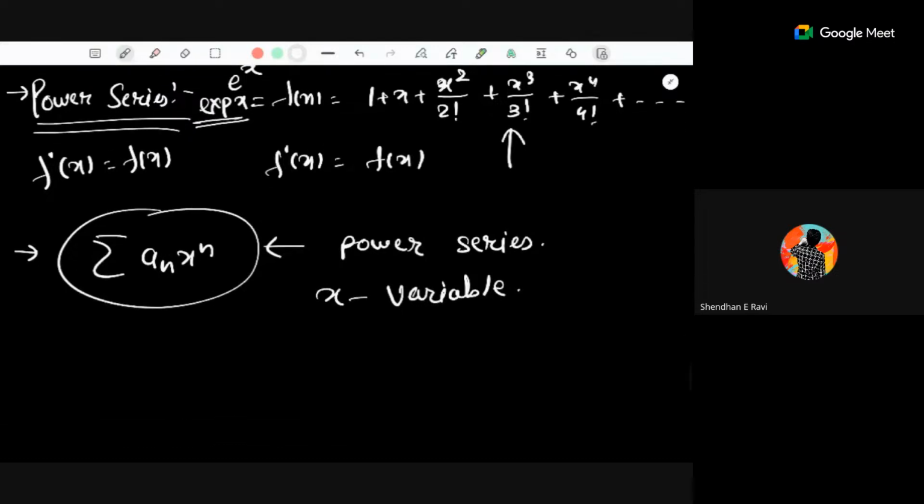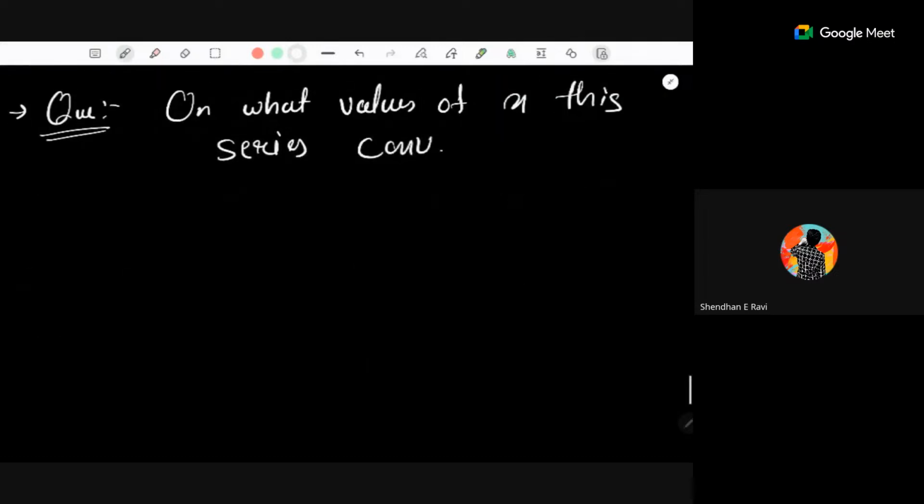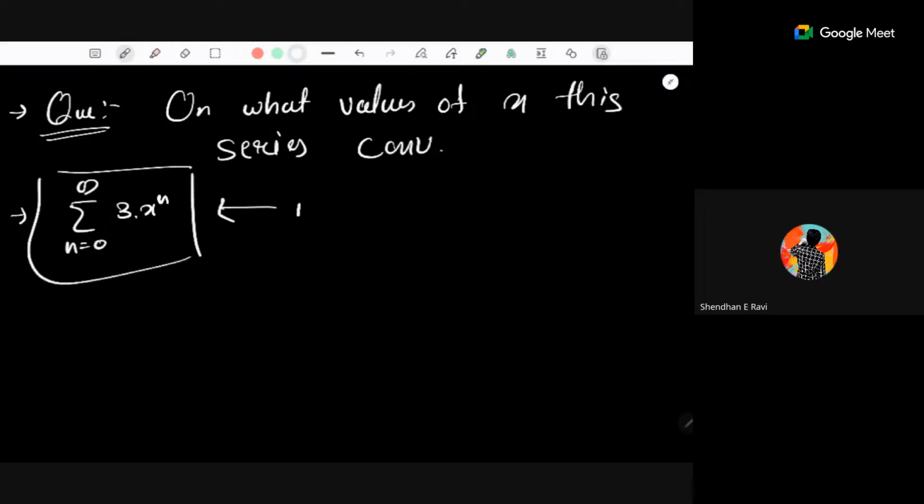So whenever we have a power series, the natural question to ask is on what values of x this particular power series converges. Okay. So for example, I'll take a simple power series. Suppose I have summation of 3 into x to the power n, ranging from n equals 0 to infinity. Okay, so now this is one type of power series.